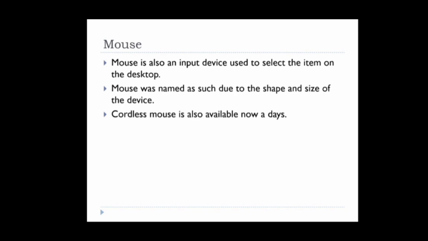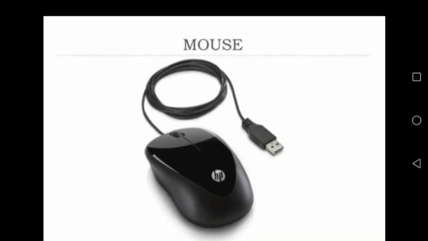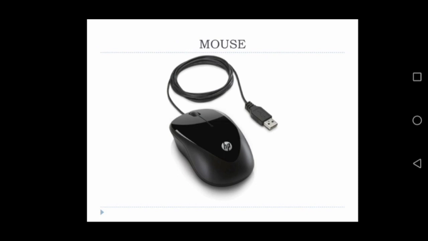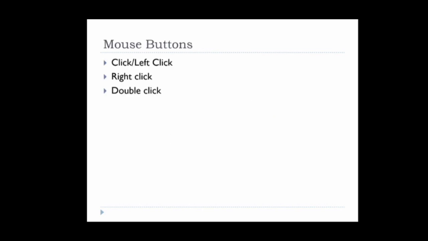Now next is your mouse. What is a mouse? Mouse is also an input device that is used to select items on the desktop. Mouse was named as such due to the shape and size of the device. Cordless mouse is also available nowadays. Now next, this is the image of a mouse. Here you can see what a mouse looks like.